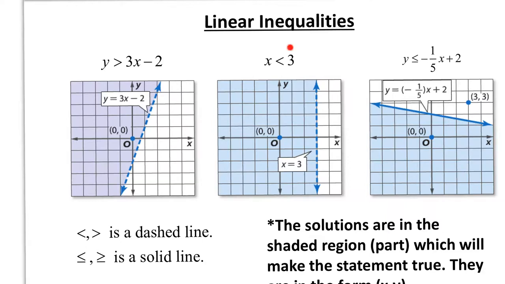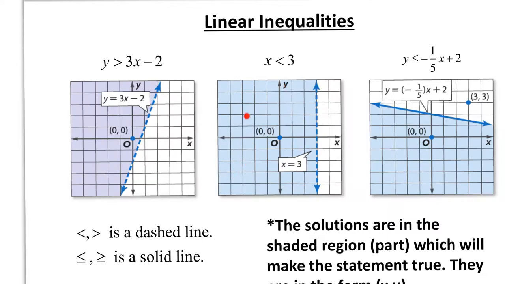I'm going to work with the graph in the middle, when you have x is less than 3. Just like regular lines, when you have x by itself and there's no y, the line is going to be vertical. So you will have a vertical line at x equals 3. On the x-axis, there's the 3. Now you notice that it is shaded on the left side.